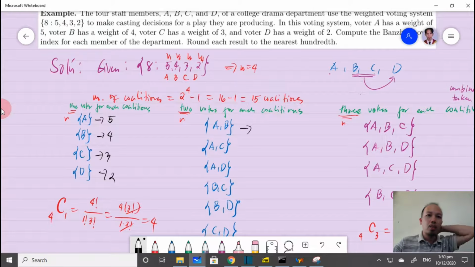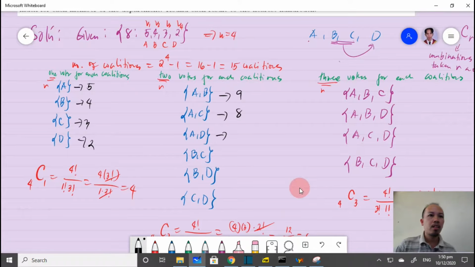For AB, the weight is 5 plus 4, which is 9. AC is 8, and then AD is 5 plus 2, which is 7. BC is 4 plus 3, which is 7. BD is 4 plus 2, which is 6, and CD is 3 plus 2, which is 5.